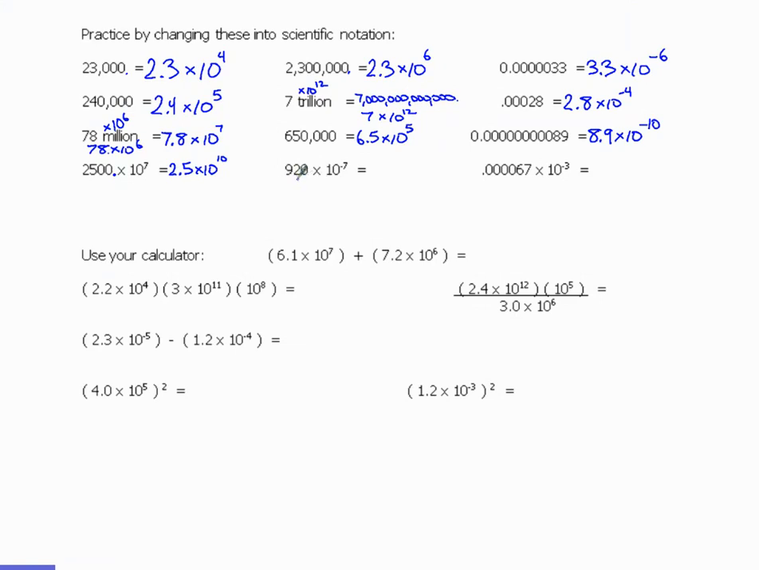And this next one, 920 times 10 to the minus 7th. So with this one, what's going to happen? First off, my number between 1 and 10 is going to be 9.2 times 10, and now we have to figure out what the exponent is going to be. So we're starting at negative 7. And as we move it to the left, it's going to become more positive. So we have negative 7, negative 6, negative 5. And we find that it is 9.2 times 10 to the negative 5th power.